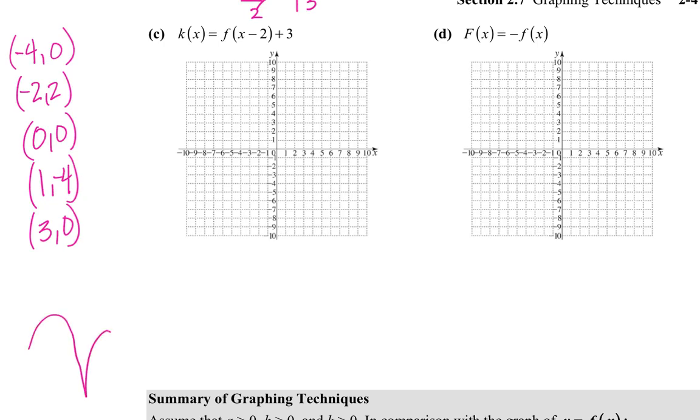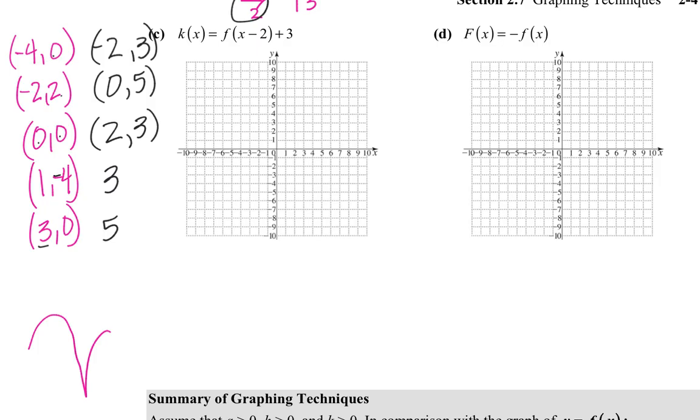So to every x value, you're going to add 2. So add 2, you get negative 2. Add 2, you get 0. Add 2, you get 2. Add 2, you get 3. Add 2, you get 5. And then to all the y values, you're going to add 3. 0 plus 3. 2 plus 3, 0 plus 3, negative 4 plus 3, and 0 plus 3. Those are your new points.